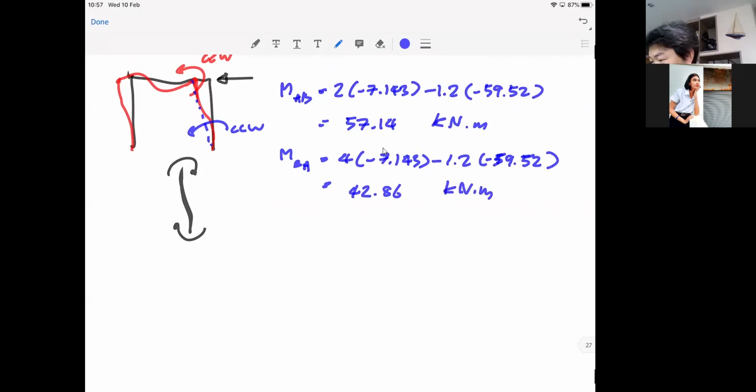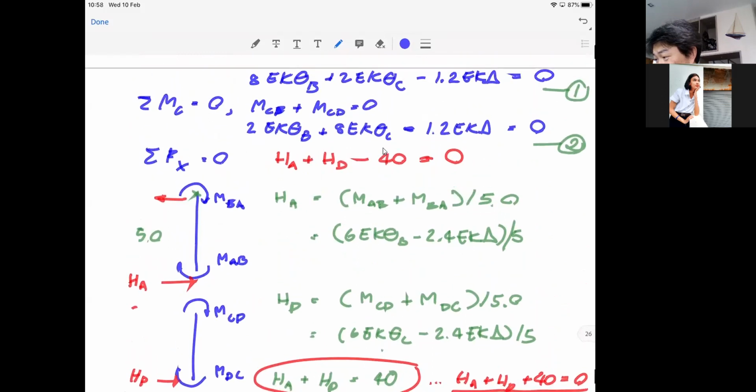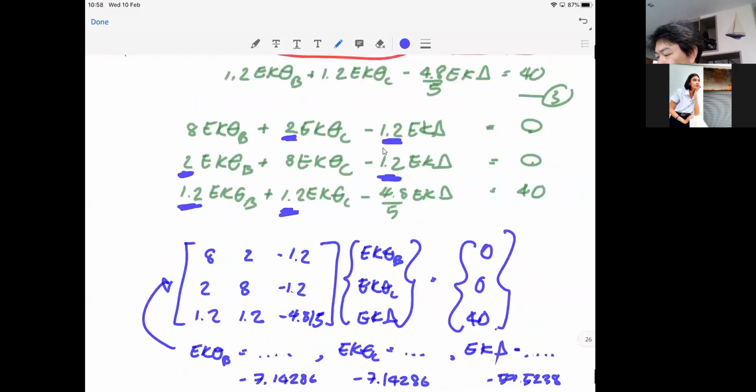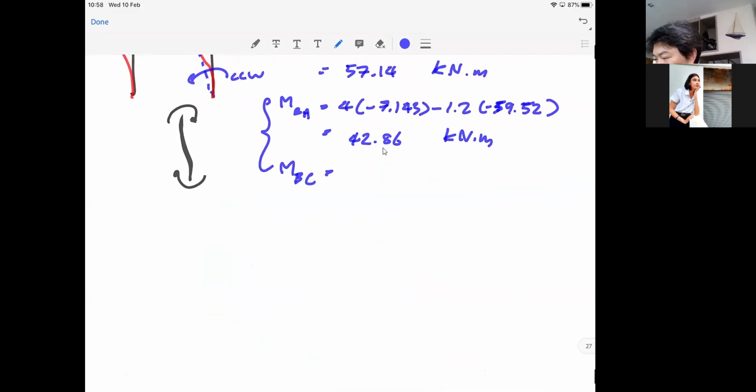And then your judgment day will come in with MBC. But generally, you should always get the same number because you get the answer from setting up MBA plus MBC equal to 0. Okay. So if you don't get it equal and opposite in the end, it means that mathematically something bad went on. That is because theta B and C are the same, so it's just a 6 EK theta, right? So here I am, minus 42.86 kilonewton meter. So that is pretty much it.